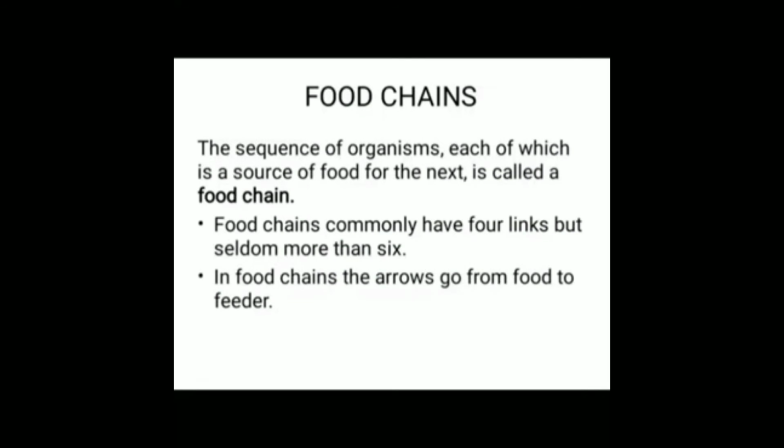Food chains. The sequence of organisms, each of which is a source of food for the next, is called a food chain. Food chains commonly have 4 links, but seldom more than 6. In food chains, the arrows go from food to feeder.